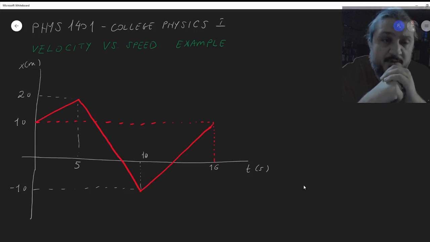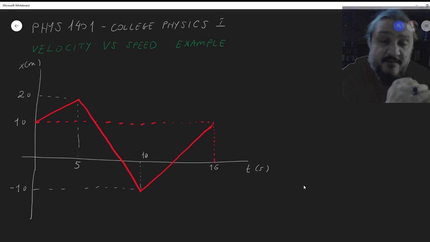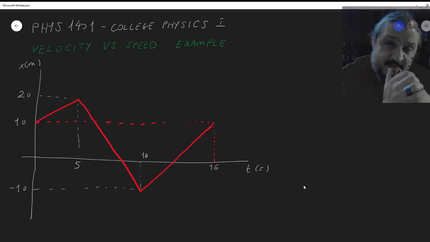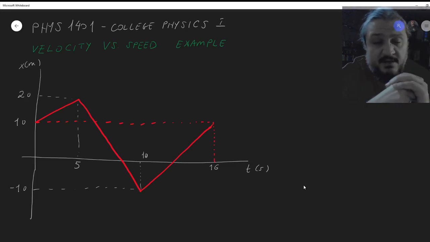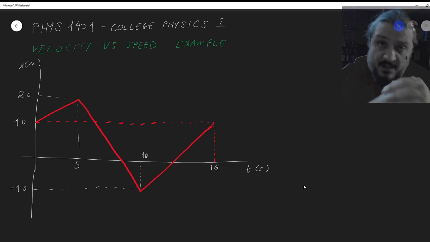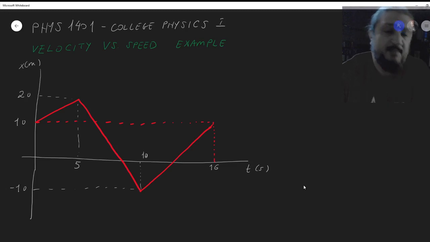Today I want to talk about an example that has to do with velocity versus speed. Mainly, I'm going to find the average velocity, average speed, instantaneous velocity and instantaneous speed just by looking at a position-time plot, such as this one. So there are intervals, as you can see.